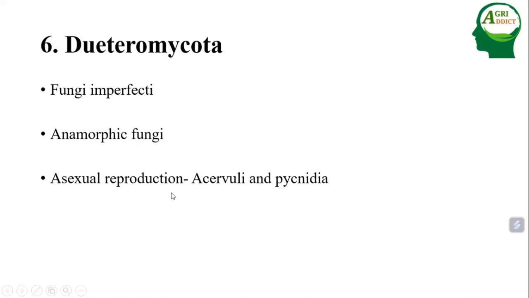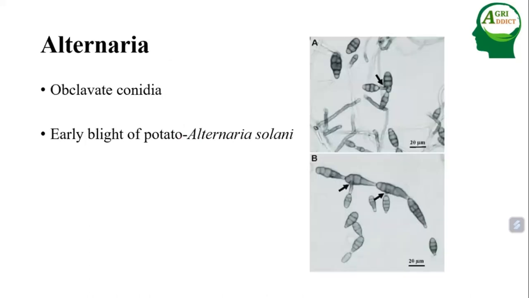In the case of Deuteromycota, we call it fungi imperfecti because it doesn't have any sexual reproduction. It has only asexual reproduction. That's why we call it anamorphic fungi. How does the asexual reproduction take place? It's because of a saucer-shaped structure, acervuli, and pycnidia, which is flask-shaped. The important genera are Alternaria. You might have heard of obclavate conidia, which is the characteristic feature here.